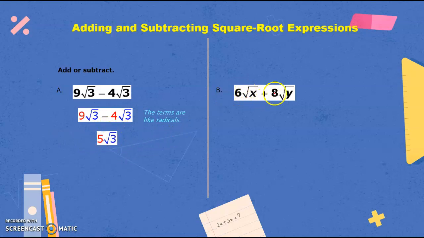6 square root of x plus 8 square root of y. If you notice, they don't have the same radical, so they are unlike radicals. We cannot combine them, even if we wanted to. So what's the combination? You just have to copy them. Then that's the answer, right?